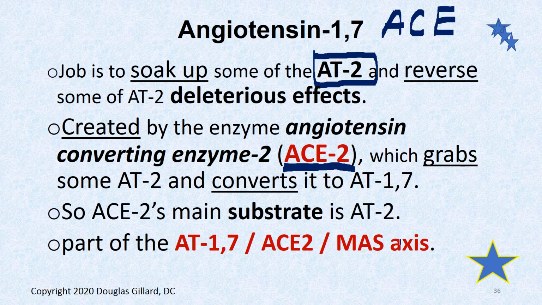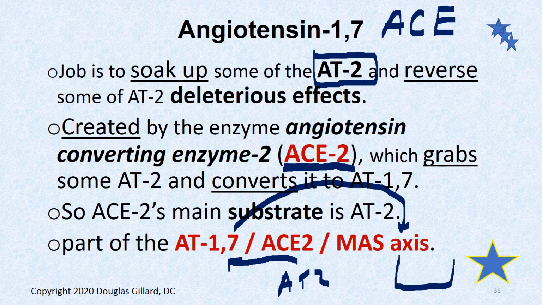Remember, there's an axis, the angiotensin 1-7, ACE2, MAS axis, because these are the receptors. There's the enzyme, and angiotensin 1-7 is the end product. Angiotensin II is converted into angiotensin 1-7. Angiotensin 1-7 binds to MAS receptors, which would be on, let's say, a heart cell or a lung cell. Got it?